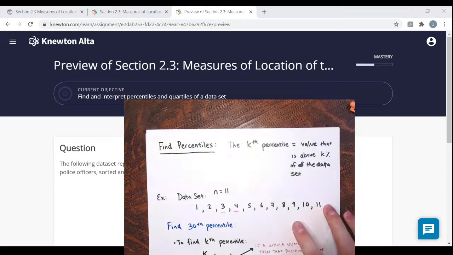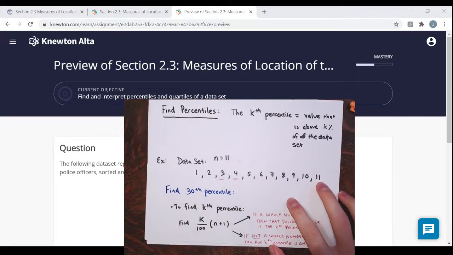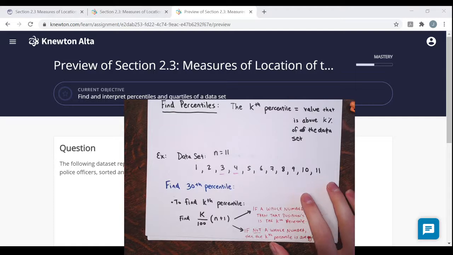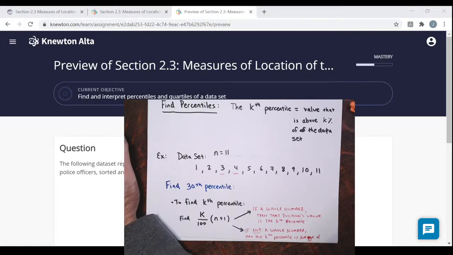It's that simple. And quartiles are just every 25th percentile, as you saw. The first quartile is the 25th percentile, so you use 25 over 100. The median is the 50th percentile, the second quartile; you can do 50 over 100 if you wish. And the third quartile is the 75th percentile, so you do 75 over 100 times n plus 1. It's all the same.